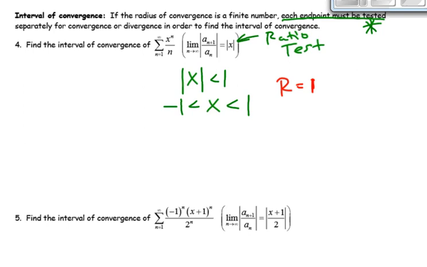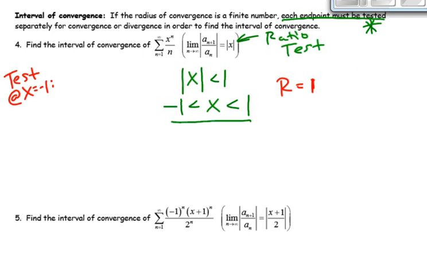Now, the interval of convergence, however, is not what I've written here in green, because at -1 and 1, I actually don't know whether the series is converging or diverging. So I actually have to test those two values for x to see if the series actually converges or diverges. And this goes back to all those tests that we learned in the first part of chapter 9. So what I mean by that is I'm going to test at x equals -1.